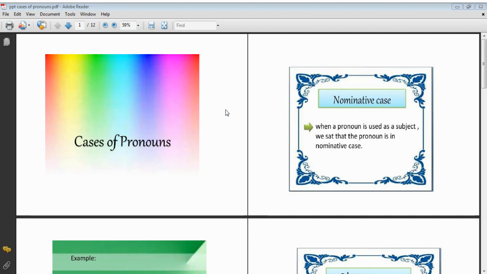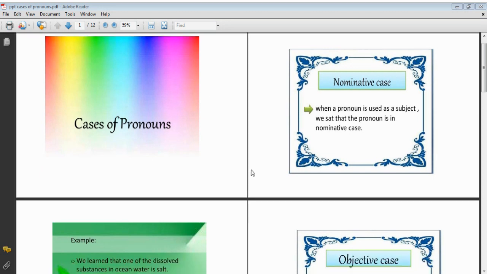When a pronoun is used as a subject, we say that the pronoun is in the nominative case. First of all, we have to understand what is meant by nominative case. Nominative case means subjective case. Whenever a pronoun is coming in the place of a subject, it is called a subject pronoun. So whenever you see that a pronoun is coming in the place of the subject, it means that the pronoun is in the nominative case.